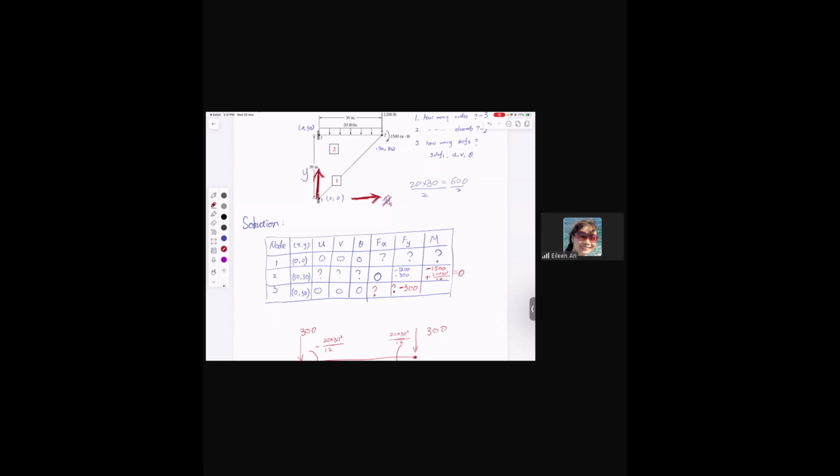How about moment then? Same for... Okay, negative 1500. Is that all? And the reaction, yes, plus the reaction. Okay, great. Now we complete the table for the node details. From this table, we have the displacement details and force details, right?